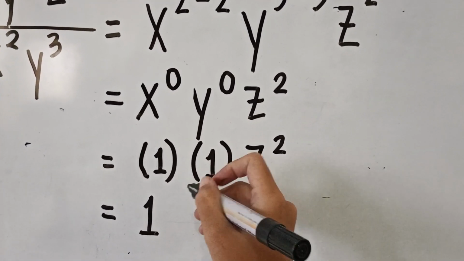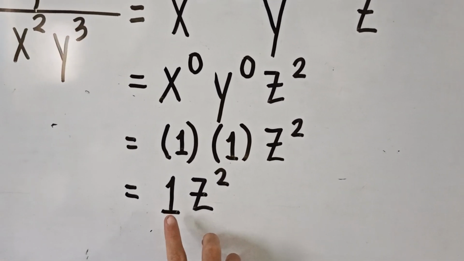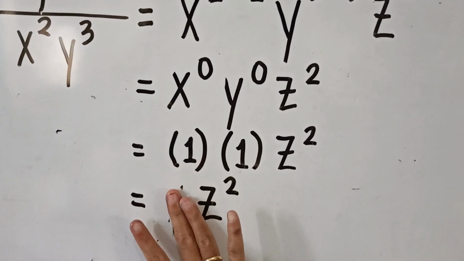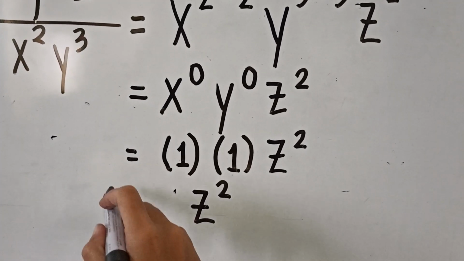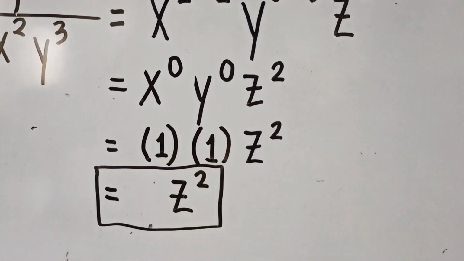So the final answer that we have here is 1z squared. However, as what the rule says, if there's a 1, it should be written in indivisible way. So our final answer is z squared. That's how we do zero exponent law.